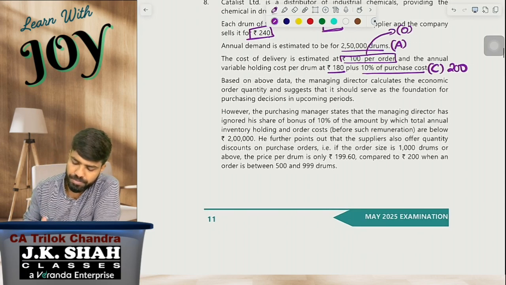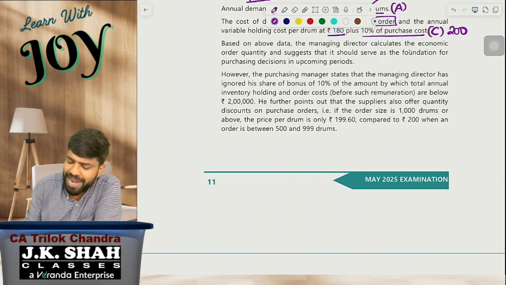Now, based on the above data, the managing director calculates the economic order quantity and suggests that it should serve as the foundation for purchasing decisions in upcoming periods. Okay, fine. So ultimately, the managing director is going to calculate the EOQ.